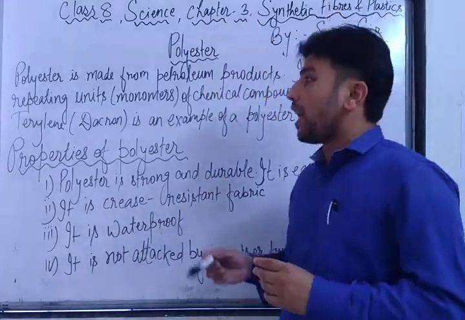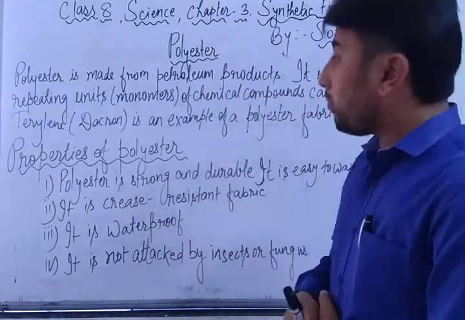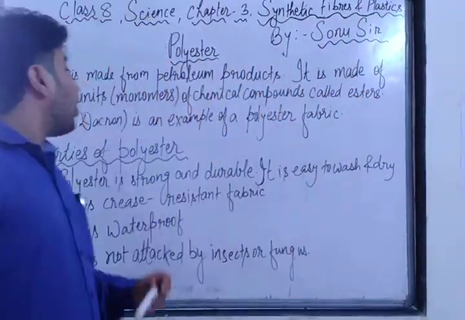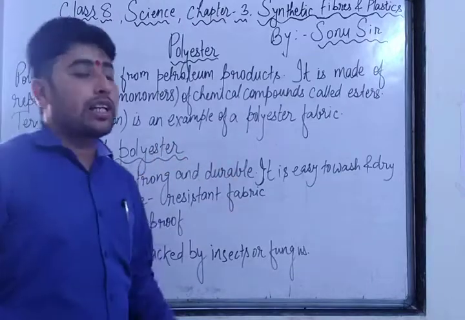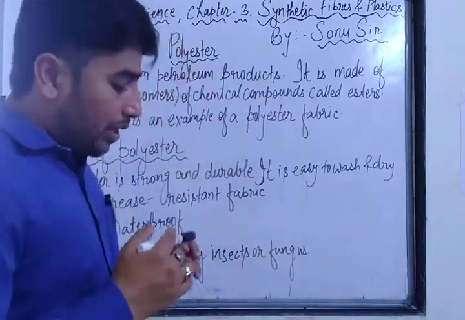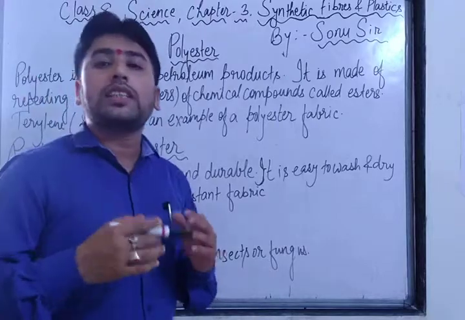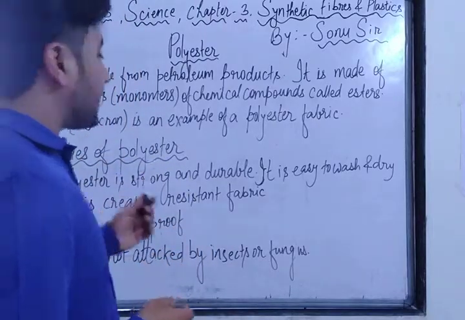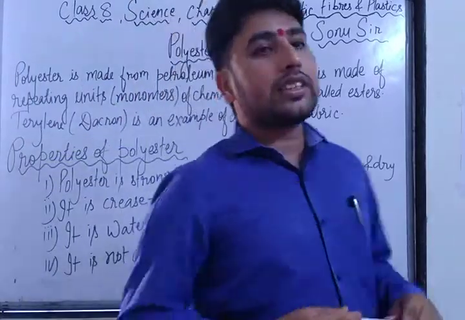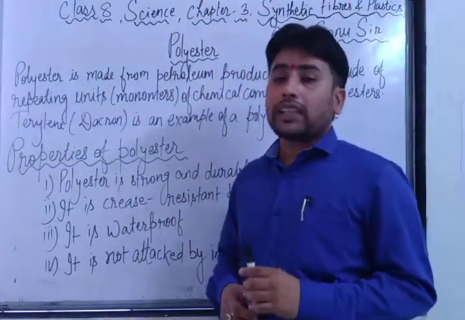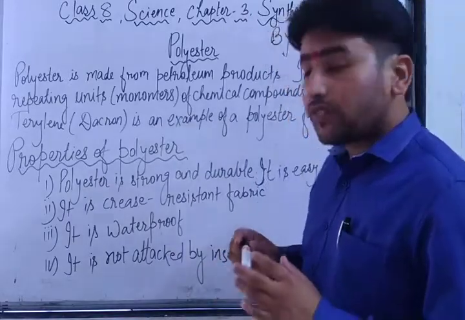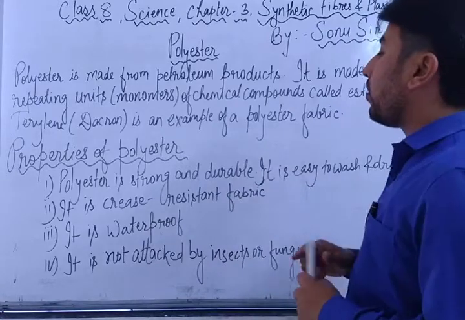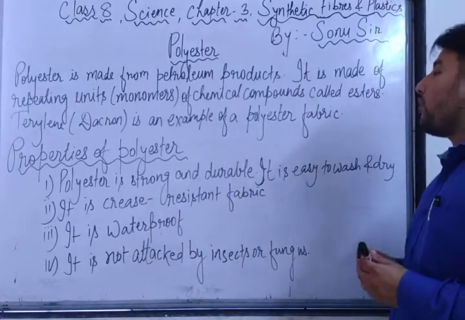As we have seen, polyester is made from petroleum products. It is made up of repeating units of a chemical compound called esters. When the ester compound is repeated again and again, polyester is formed. One example is terylene, whose common name is dacron, an example of polyester fabric.